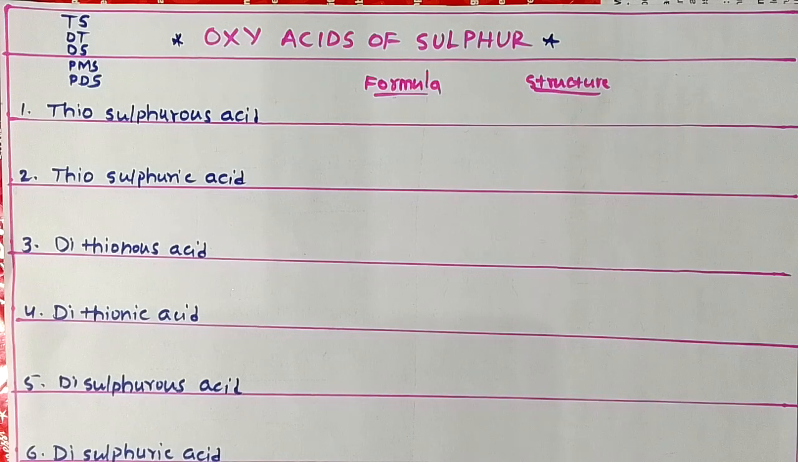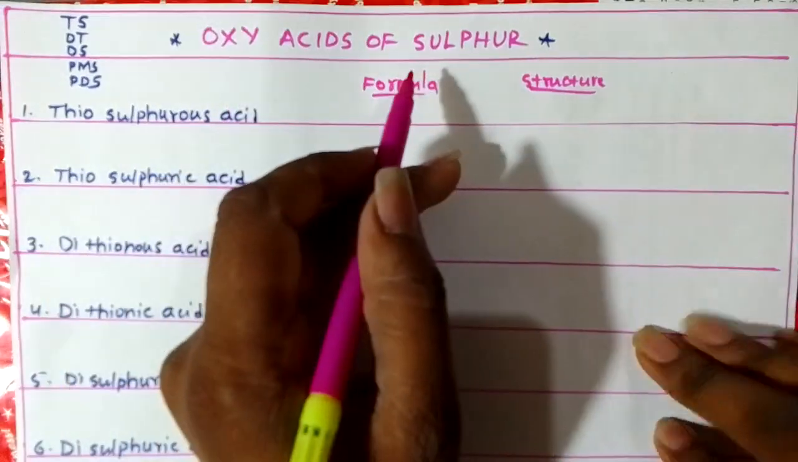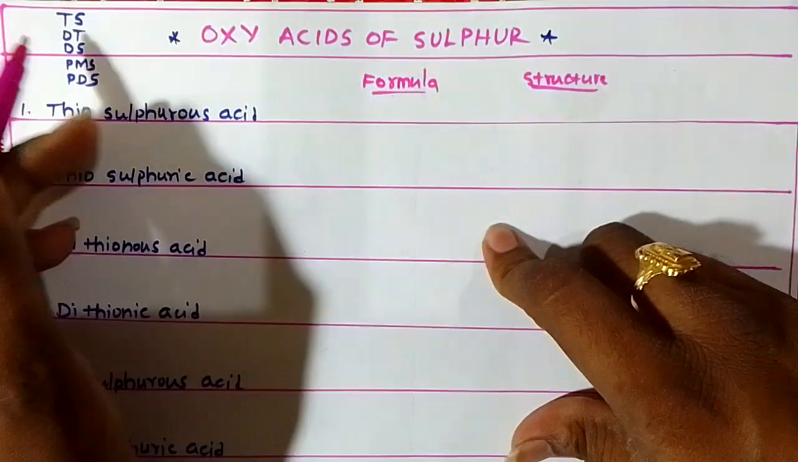Today I would like to discuss oxyacids of sulphur. In this video we can learn how to write formulas and structures in an easy way by using some simple tricks. Before going to oxyacids of sulphur, let us remember some terms.